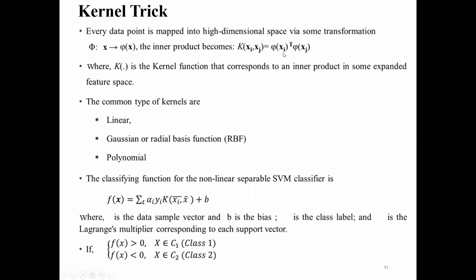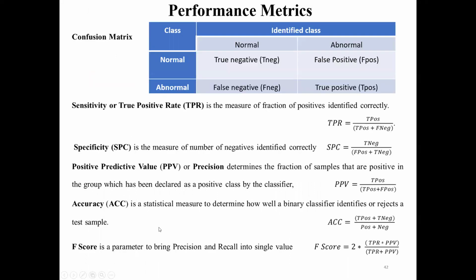So phi transpose gets multiplied with this, where K is nothing but the kernel function that corresponds to the inner product in some expanded feature space. There are a few common types of kernel, like the linear kernel, Gaussian or radial basis function, and polynomial. The classification function for the nonlinear separable SVM classifier is given by this equation. So you have a data sample vector, b is the bias, and a Lagrange multiplier corresponding to each support vector.